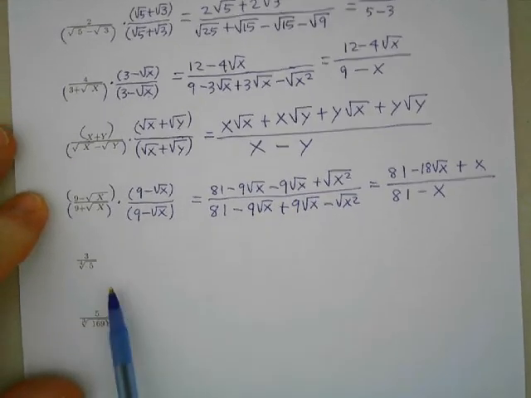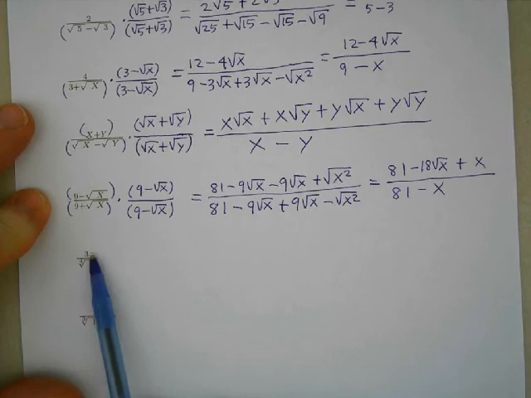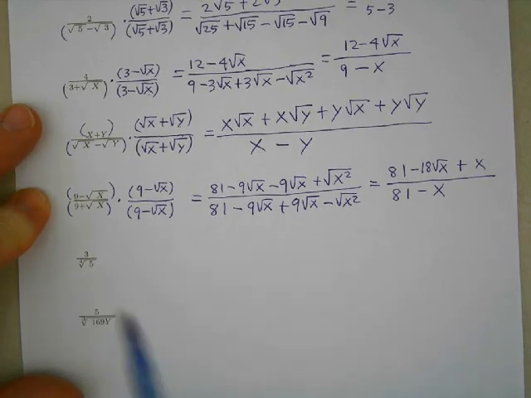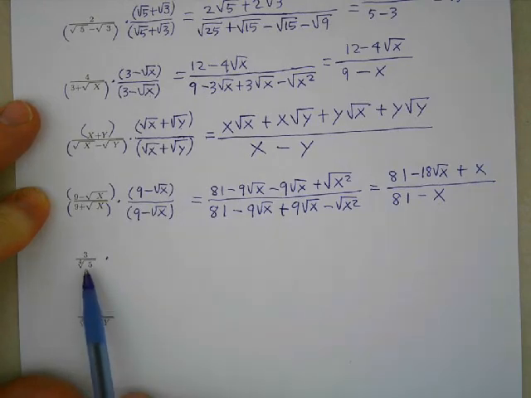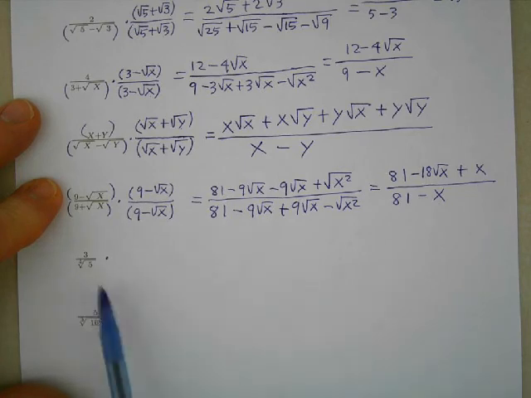Okay, we'll start this next one. 3 divided by the fourth root of 5. So we have to rationalize the denominator. So we ask, what would I have to multiply by 5 to get a perfect fourth power? Well, since 5 is 5 to the first, I would have to multiply 5 times 5 to the third to get 5 to the fourth. 5 to the third is 125.